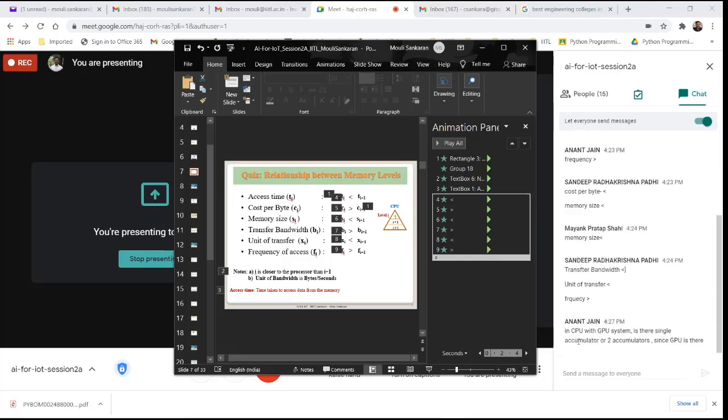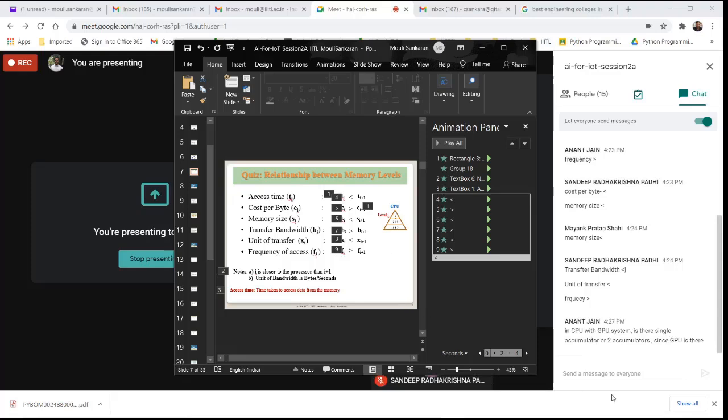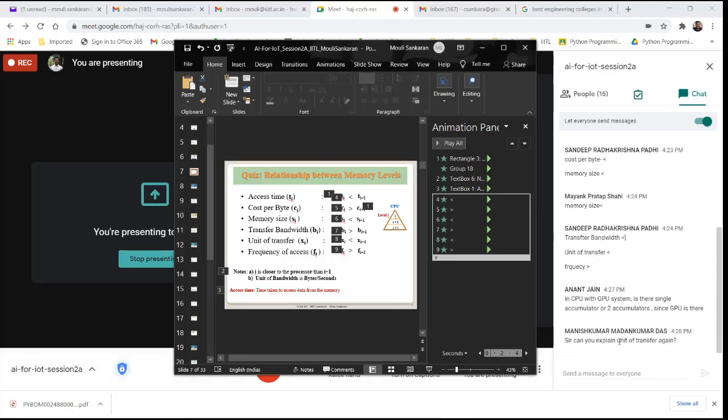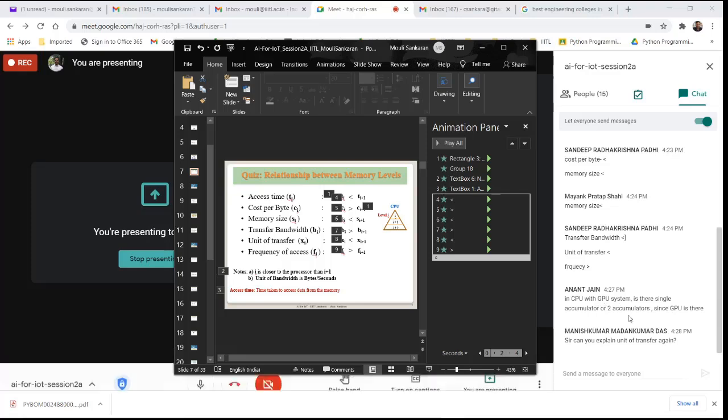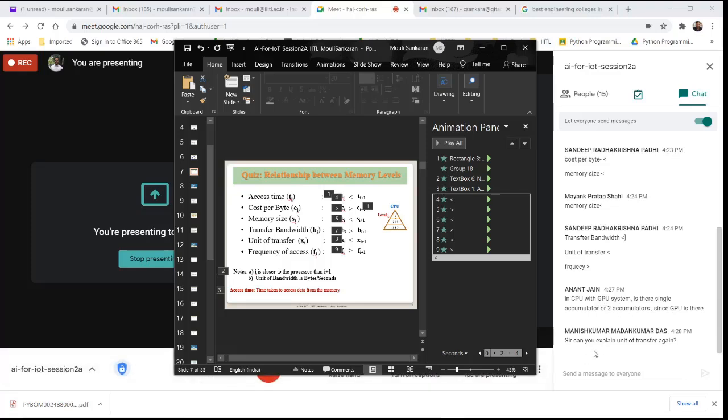In case you don't follow any of this, please stop me. In a CPU with GPU system, let me answer this first: is there a single accumulator or two accumulators since a GPU is there? That's a very good point which I am going to cover. GPU architecture itself is different, and I am going to talk about it soon.